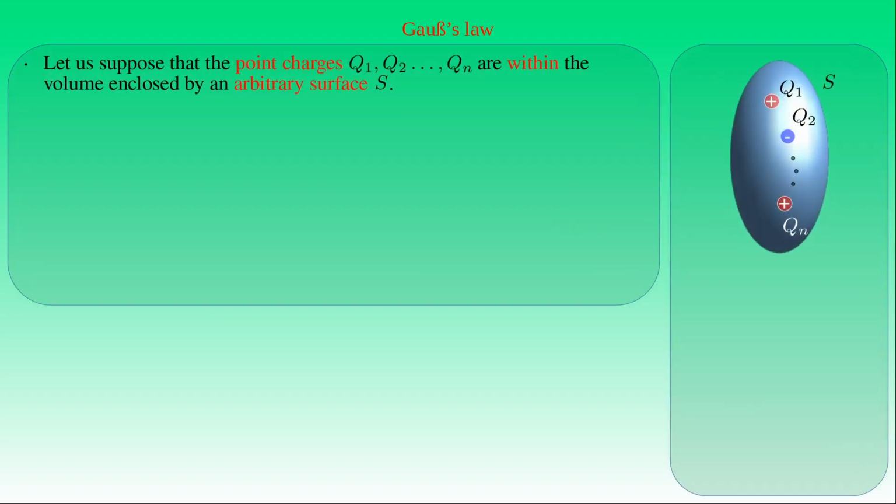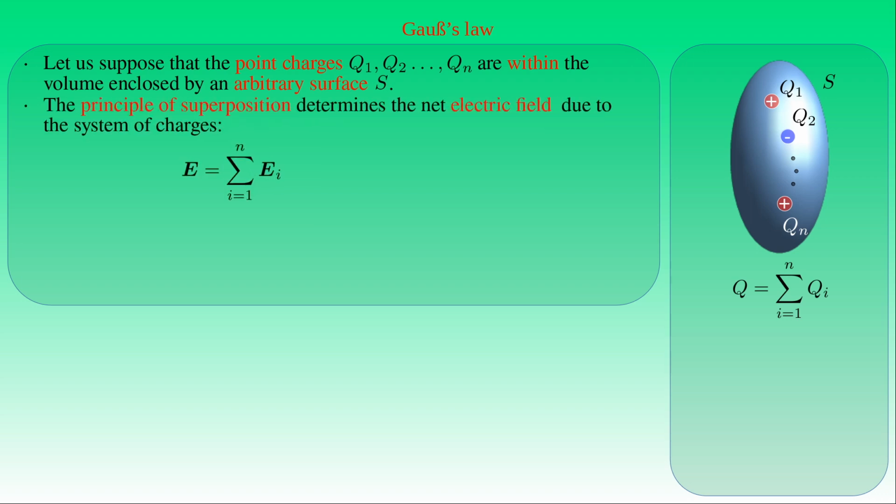First we show how to extend the result to an electric field due to a system of point charges. Let us suppose that the point charges q1, q2, ..., qn are within the volume enclosed by an arbitrary surface S. The total charge q in the volume is the algebraic sum of the charges qi in the system from i equals 1 to n. The principle of superposition for electric fields states that the net electric field strength E due to the system of point charges is the vector sum of the electric field strengths Ei due to the individual point charges qi from i equals 1 to n.